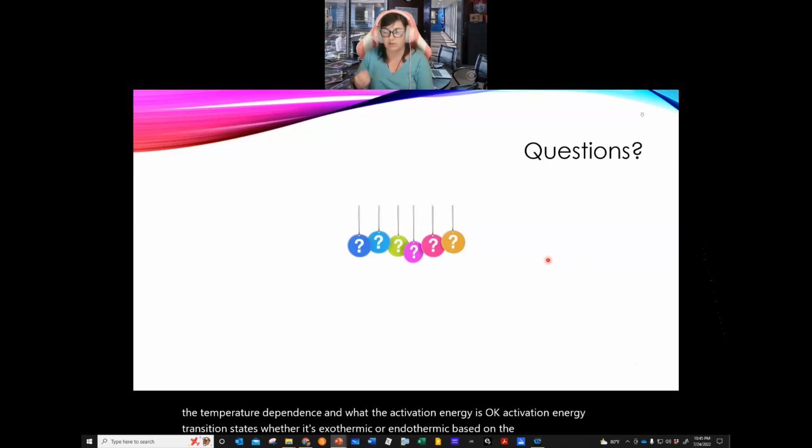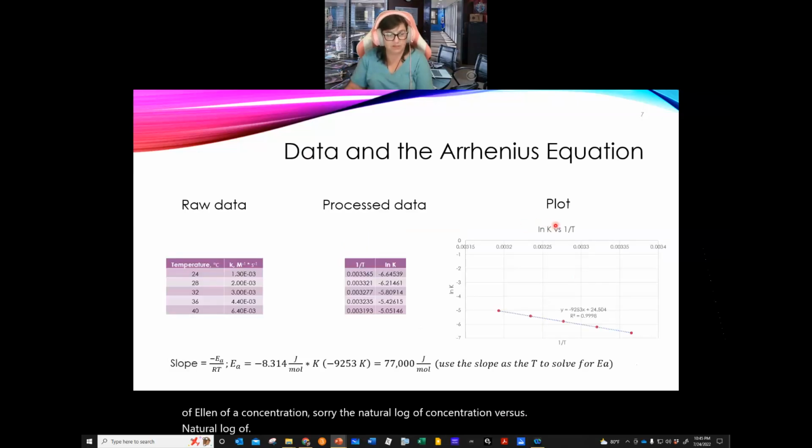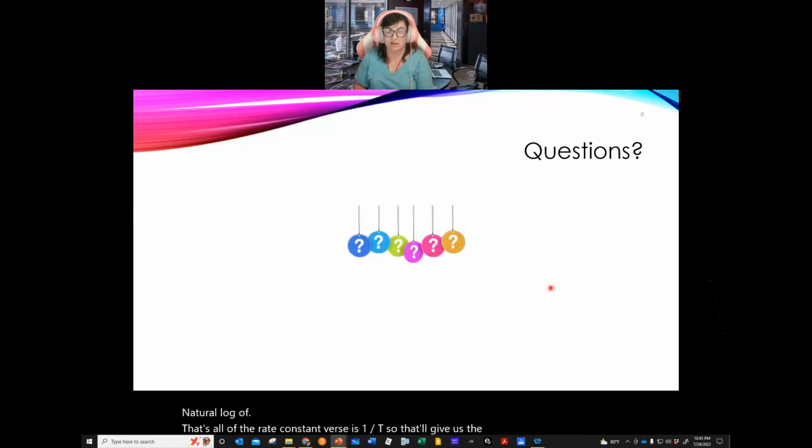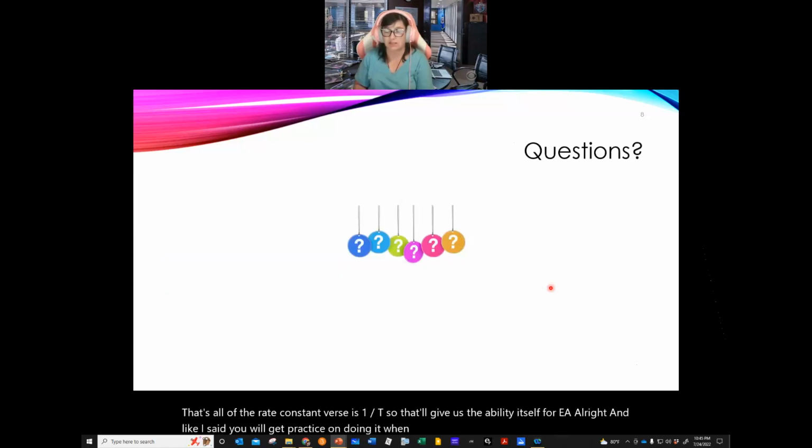Looking at a plot of the natural log of the rate constant versus 1 over T, that'll give us the ability to solve for EA. And like I said, you will get practice on doing that when I get those practices put up for you.